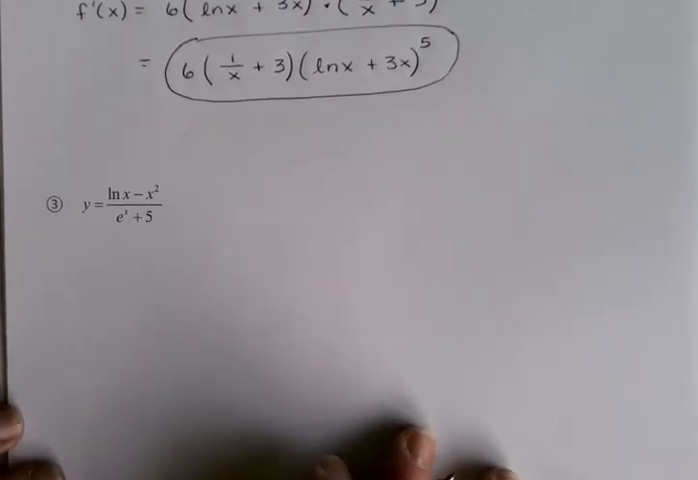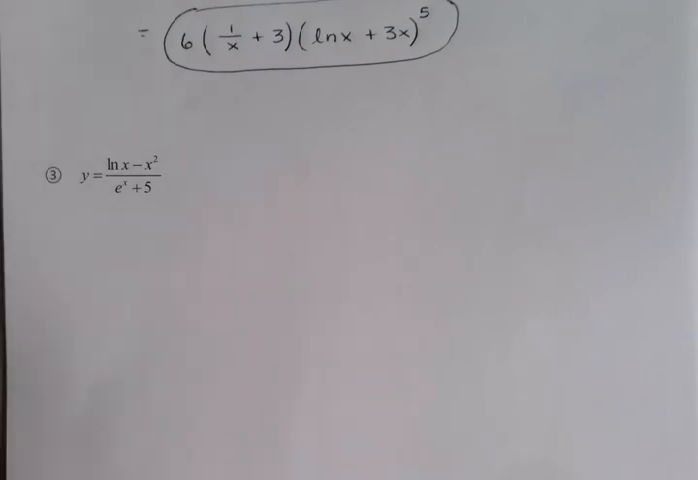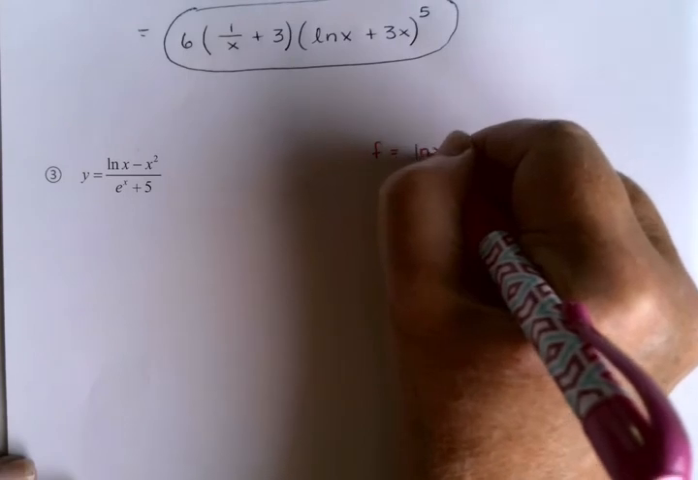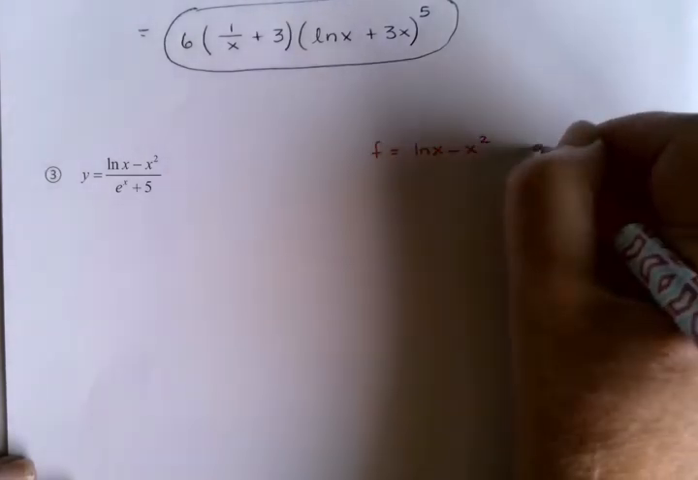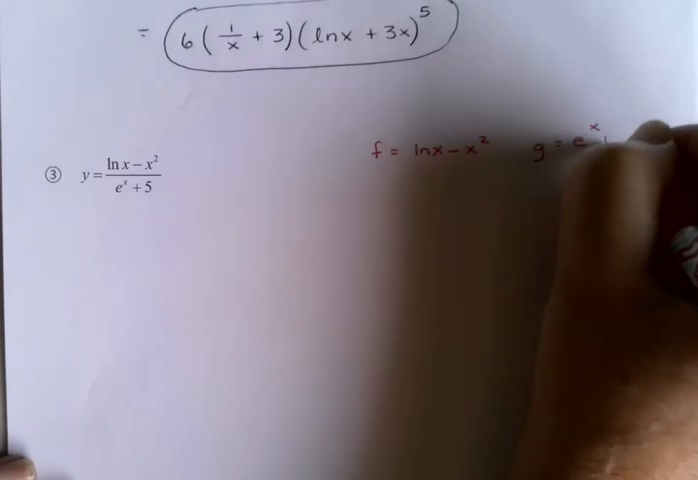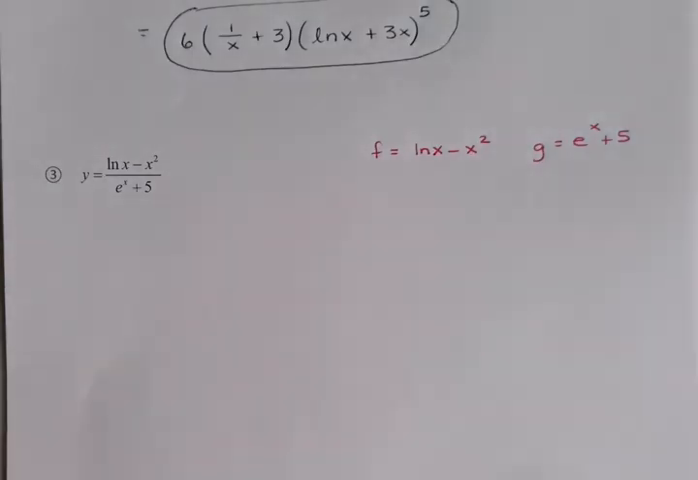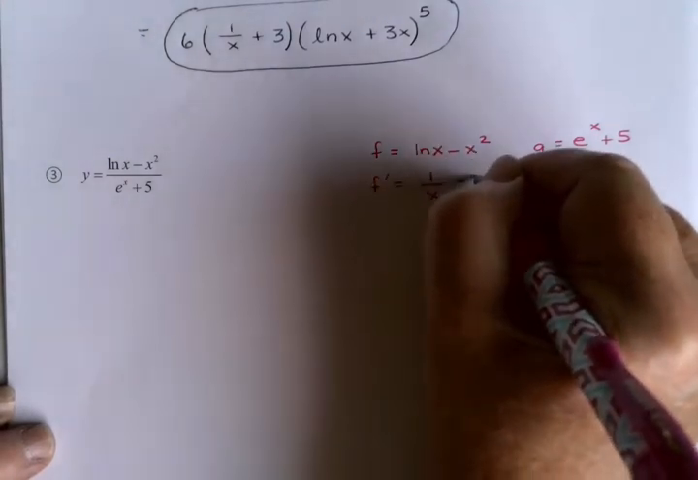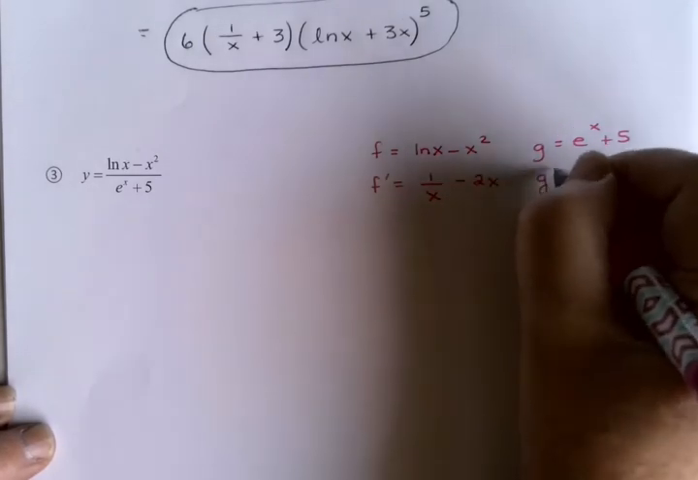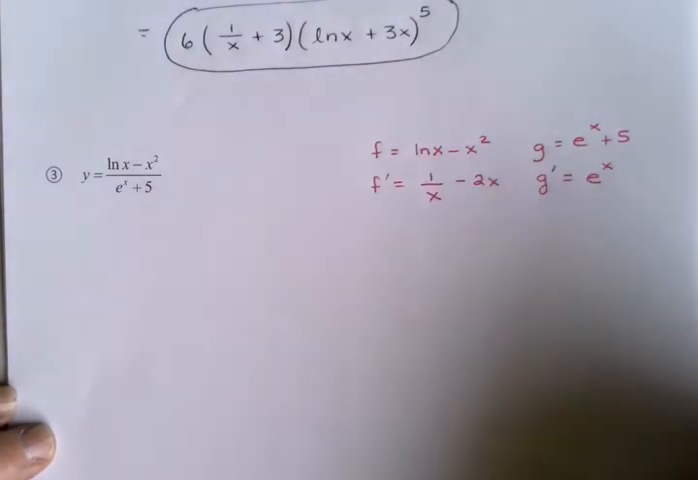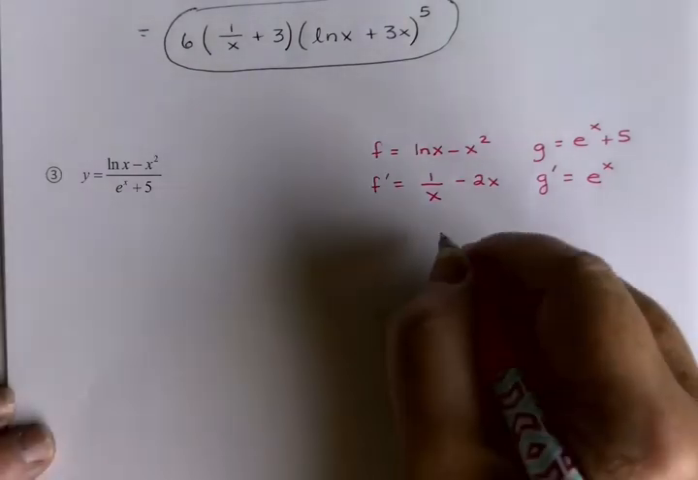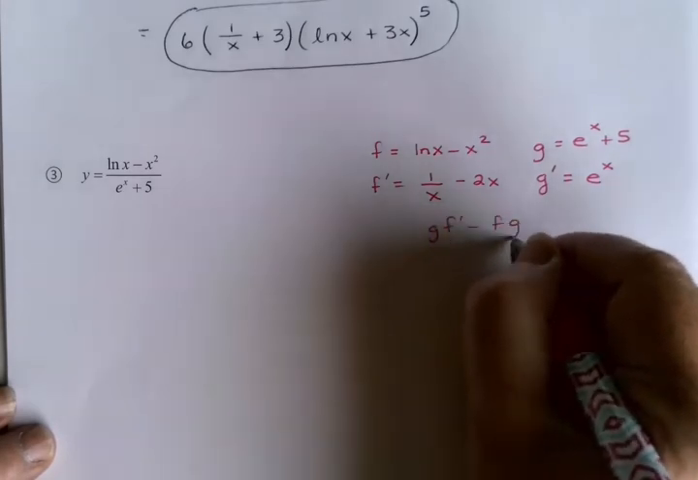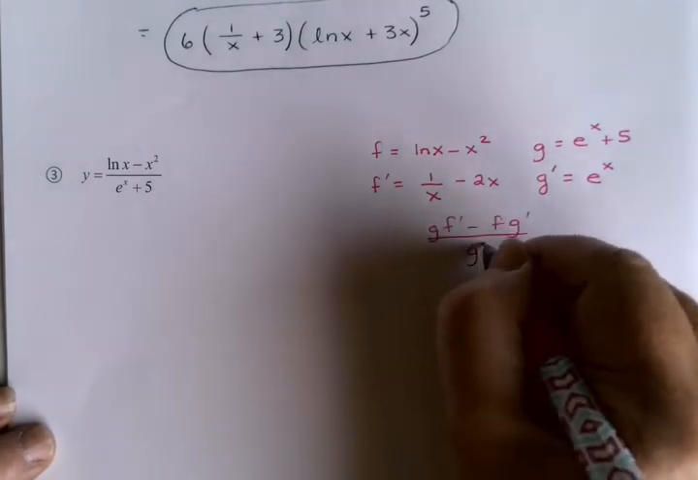All right, number 3. We are looking at a quotient rule on this one. So f would be our numerator, ln x minus x squared, and g the denominator, e to the x plus 5. That means f prime is 1 over x minus 2x, and g prime is e to the x plus 0. We haven't used a quotient rule for a little bit here, so let me remind you that it's g f prime minus f g prime over g squared.